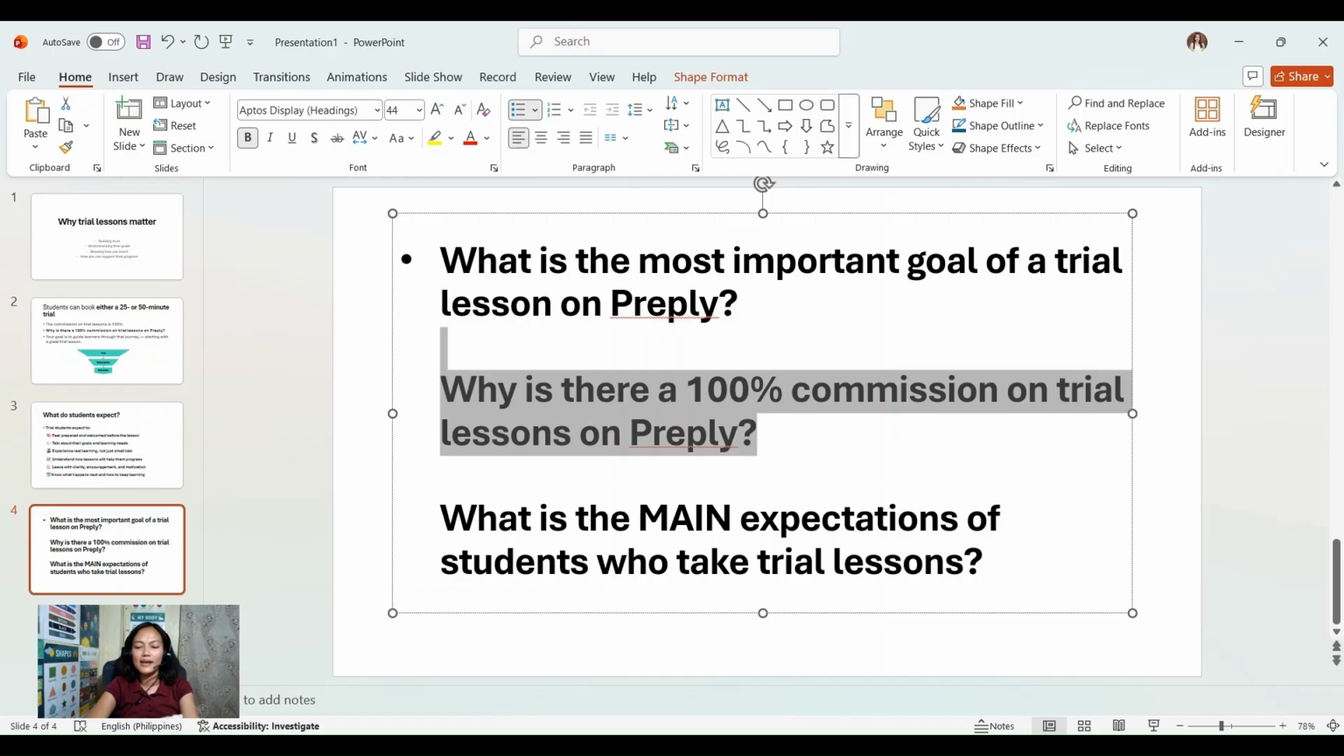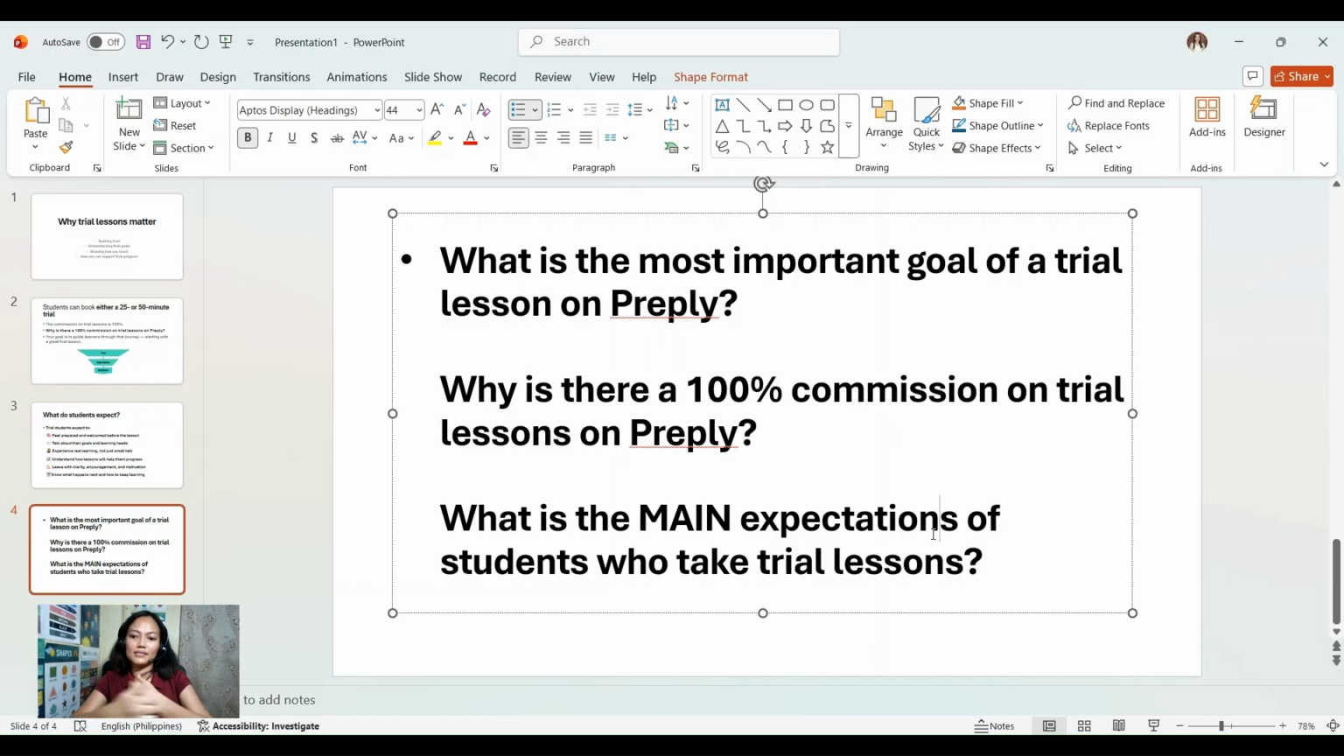The last question is: what are the main expectations of students who take trial lessons? They want to understand how you can help them make progress. So they expect more than small talk. They want to talk about their goals, their experience, and what lessons are like with you, and leave the lesson feeling motivated and clear about next steps. Got it? I hope you got it.